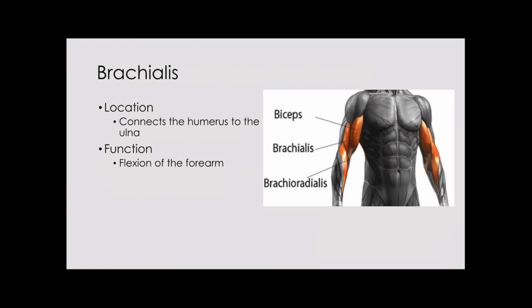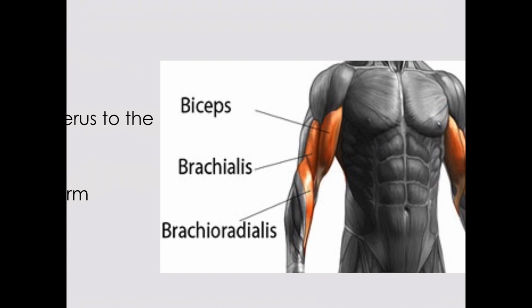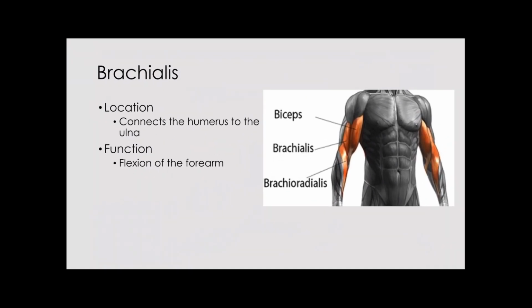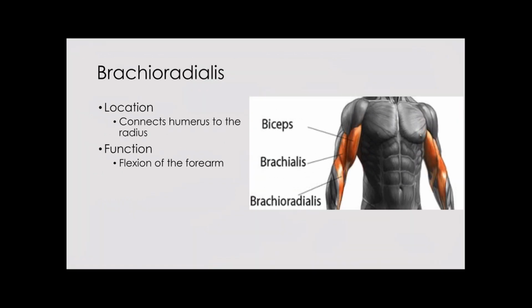You also have brachialis, which is also on the anterior part of your arm, but this is going to connect your humerus to your ulna. So biceps connect your scapula to your radius. Brachialis is going to connect your humerus to the ulna of your arm. This helps with the flexion of forearms. You can see the brachialis right here, where it's sitting adjacent to your biceps.